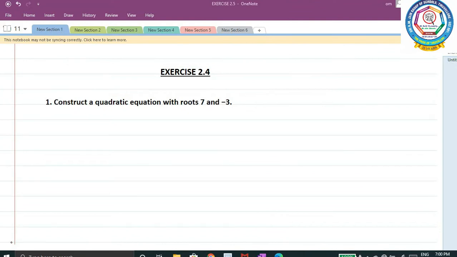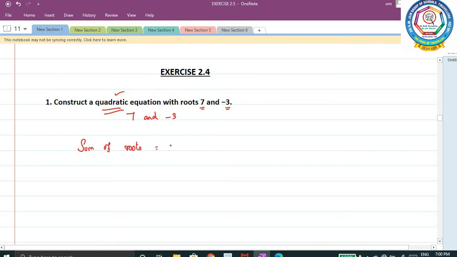Exercise 2.4, first question. Construct a quadratic equation with roots 7 and minus 3. What are the roots given? 7 and minus 3. From these roots we have to make a quadratic equation. So first we have to find the sum of roots. Sum of roots is equal to 7 plus minus 3, equal to 4. Next, product of roots. Product of roots equal to 7 into minus 3, equal to minus 21.